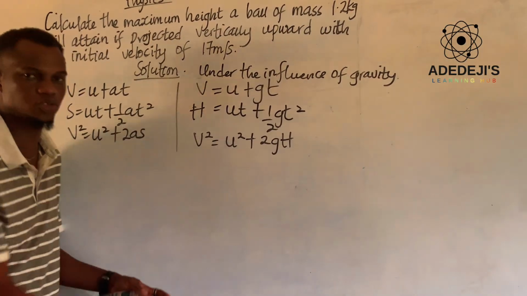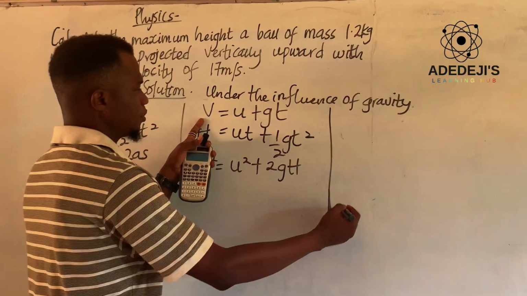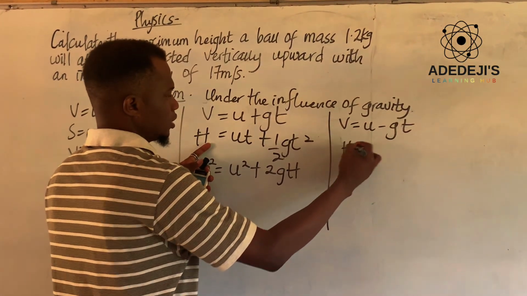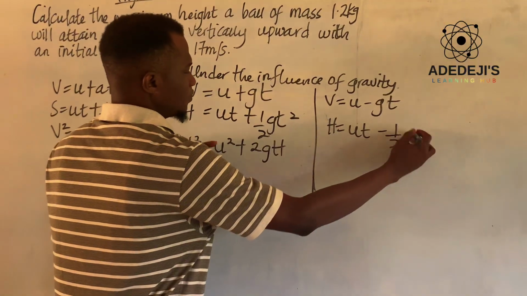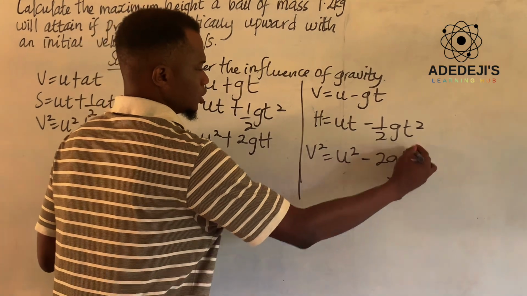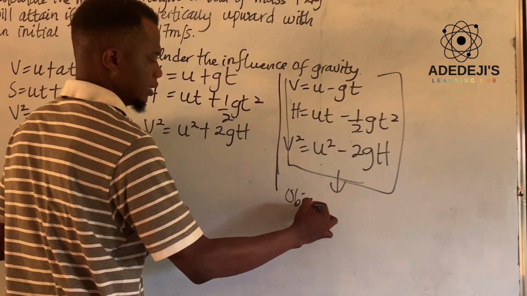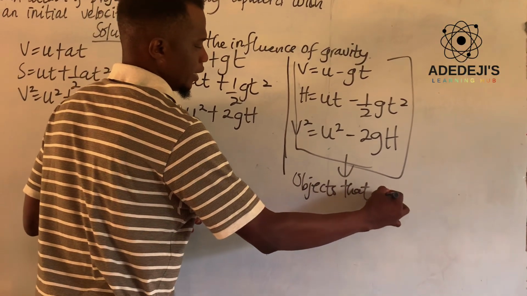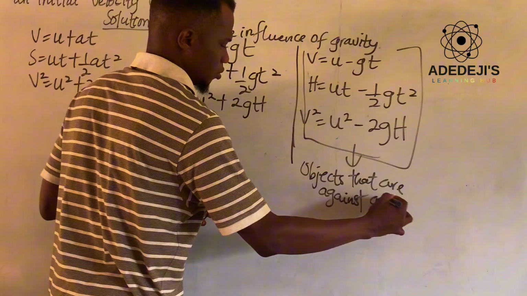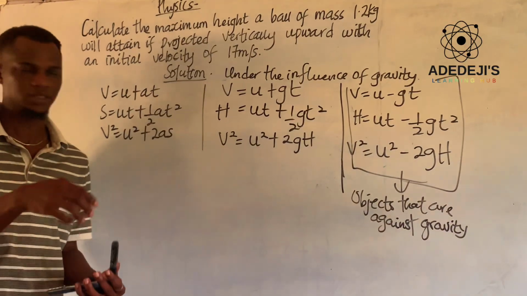But for every object that is thrown up, instead of this plus, we now have a negative sign. Therefore, again, the equation will become v is equals to u minus gt, h is equals to ut minus half gt squared, and v squared equals to u squared minus 2gh. Please take note that all these equations hold for objects that are against gravity. That is, objects that are thrown up. Take note, in layman's terms. But for these objects that are under the influence of gravity.